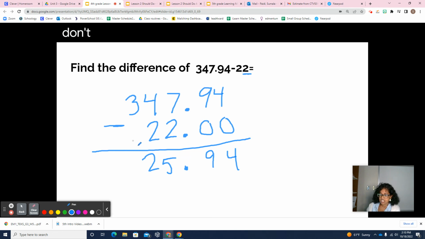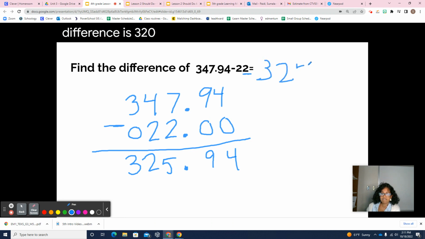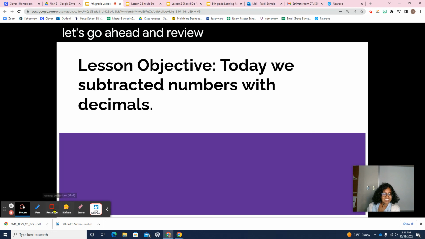And then I don't have a 0. I don't have any number here. So that's the same as me adding a 0, right? That doesn't change the value. So 0 take away 3 is 3. So our difference is 325 and 94 hundredths. All right, let's go ahead and review our lesson objective.